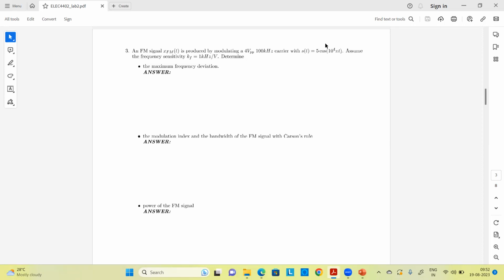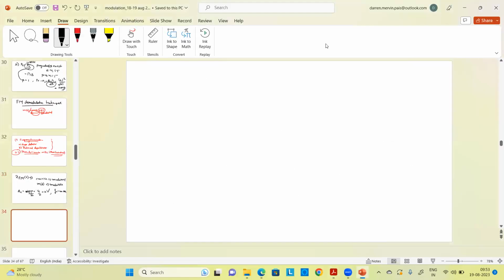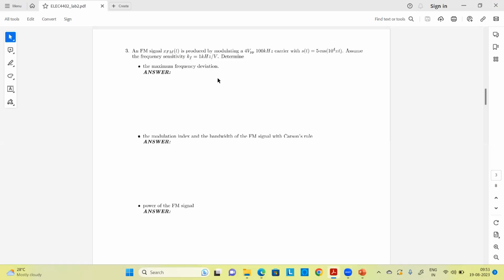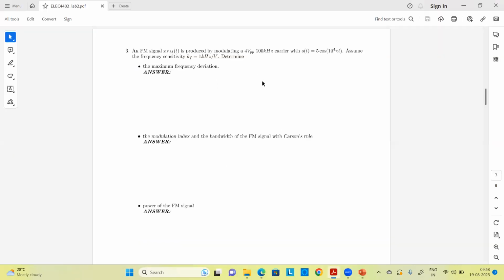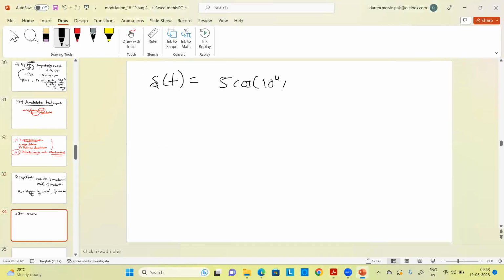Clear? So let's try to write down this message signal. Here they have given it not as M of t, but as S of t, which is fine. It is given as cos of 10 raised to 4 pi t, which is given as Am cos 2 pi fm t.